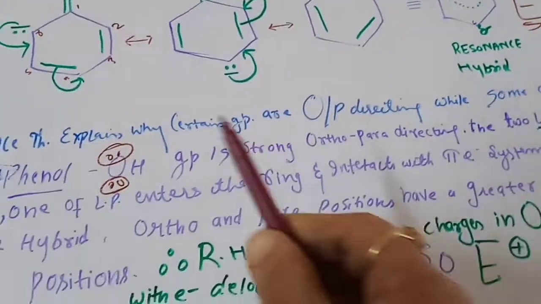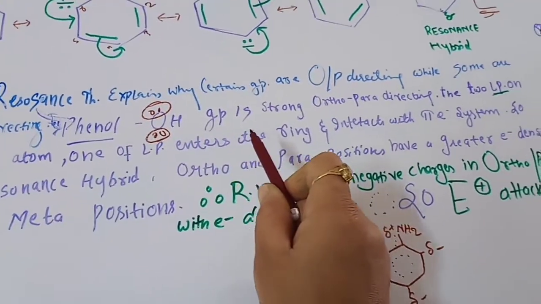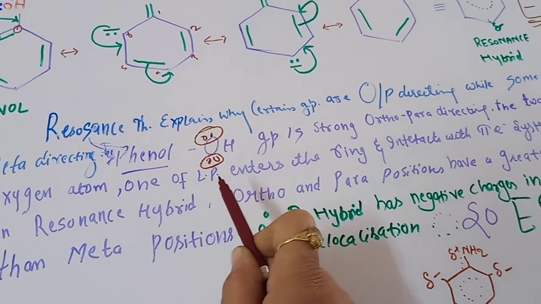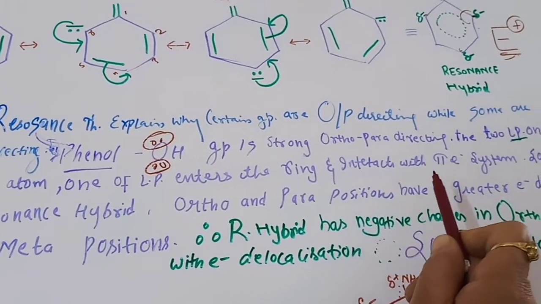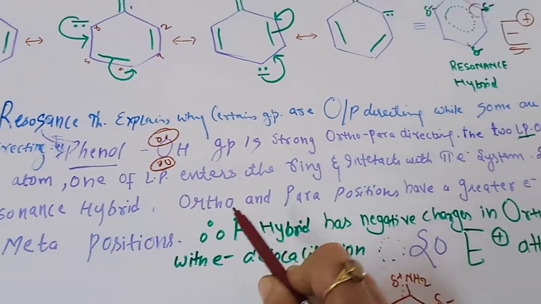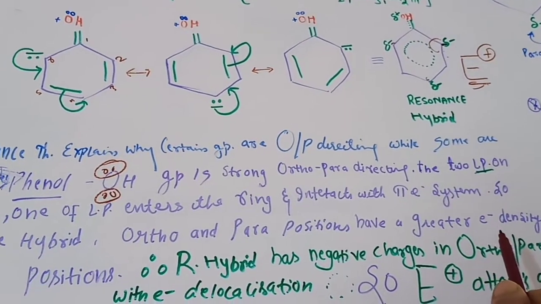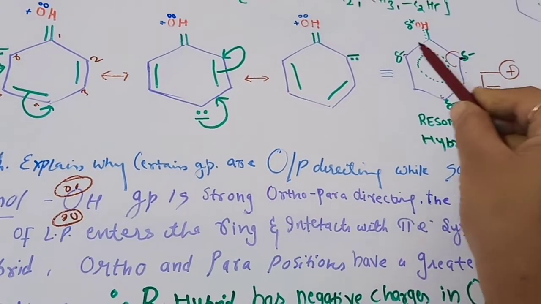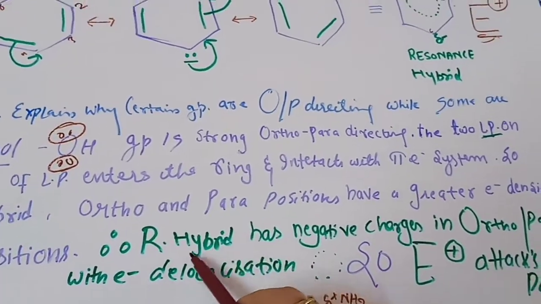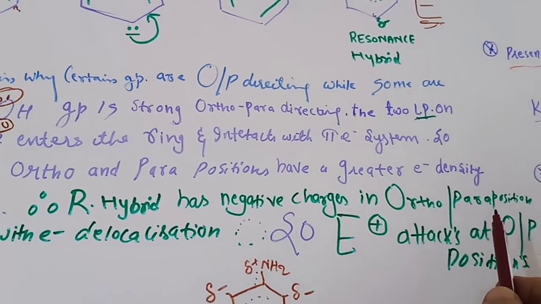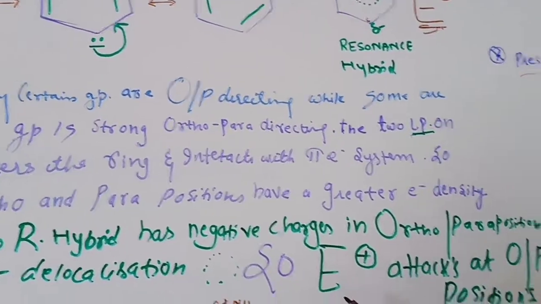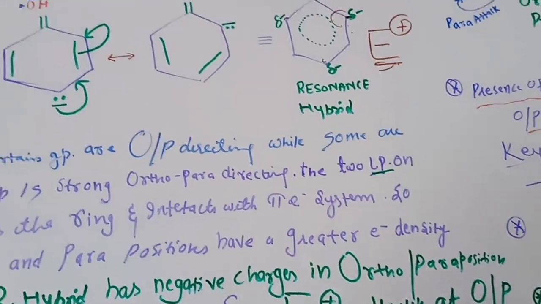So we can say that in phenol, the OH group is a strong ortho and para directing group. There are 2 lone pairs of electrons present on the oxygen atom. One of the lone pairs enters the ring and interacts with the pi electron system, and as a result we get a resonance hybrid, and the ortho and the para positions have high electron density. As we have already seen, the ortho and para positions have higher electron density than the meta positions. Therefore, the resonance hybrid has the negative charges at the ortho and para positions. With the delocalization of the electrons, we represent them with dots. So the electrophile will attack at the ortho and the para positions.